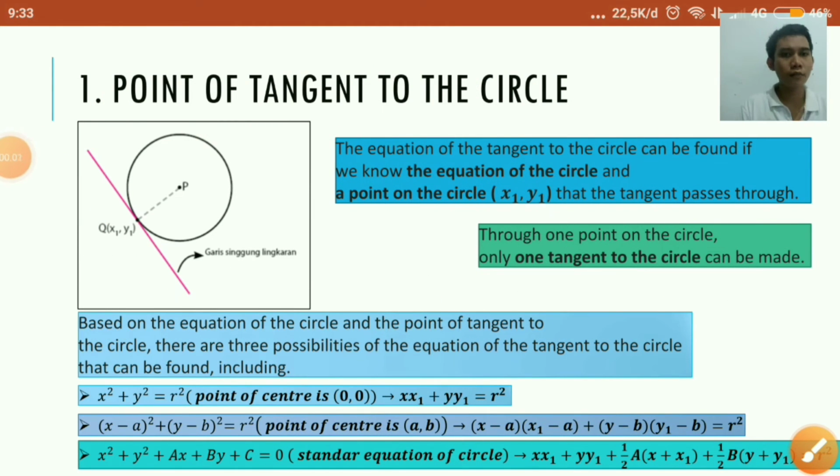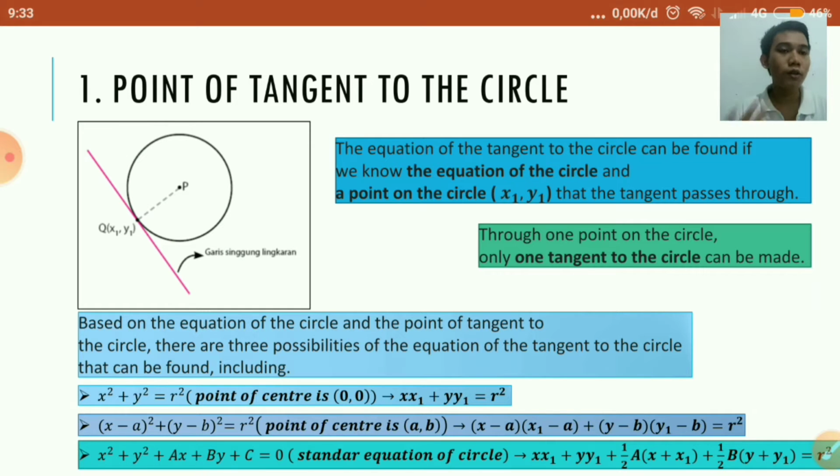Okay, first we can find the equation of tangent to the circles from the point of tangent to the circles, or titik singgung pada lingkaran. The equation of the tangent to the circles can be found if we know the equation of the circle and a point on the circle like x1, y1, that the tangent passes through. Through one point on the circle, only one tangent to the circle can be made.